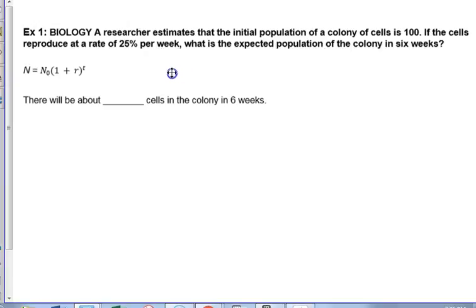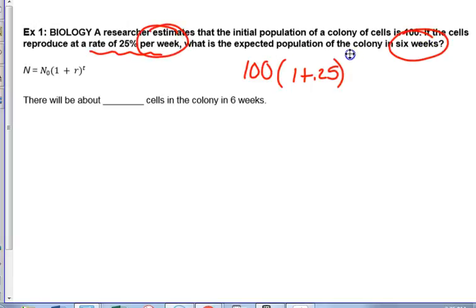All right, guys. A quick question here. A researcher estimates the initial population of cells at 100. It's growing at a rate of 25%. What do I put in the parenthesis? 1 plus 0.25 or just 1.25 would be fine. This said per week, and it wants to know in 6 weeks, so our exponent is just 6 because we didn't have to do anything crazy. It just said weeks, just a power of 6.